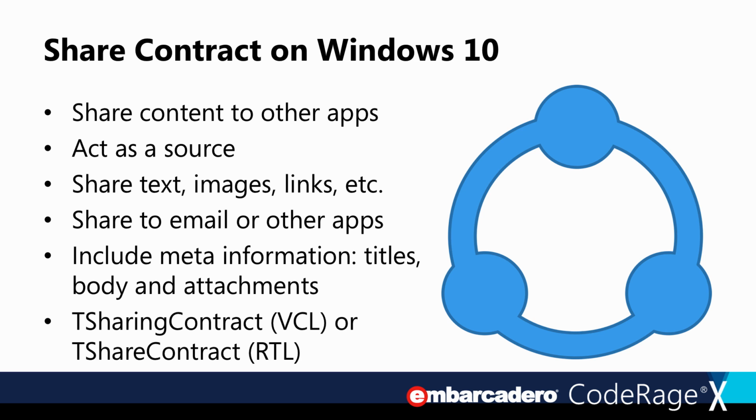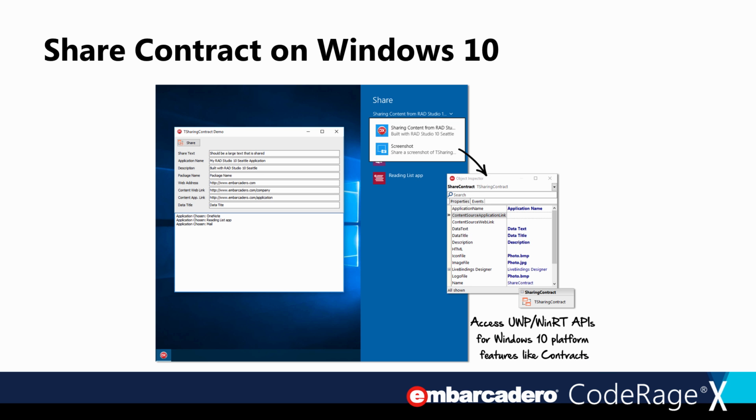You share the data with meta information that specifies titles, body, attachments, etc. There's two ways to share things. You can share it through the TShareContract VCL component or the TShareContract RTL class. So the RTL class can be used from FireMonkey or any non-VCL applications. So here's the sharing contract in action. When your application shares, the charm bar appears, and the user is able to select which of the available applications they want to share the data into.